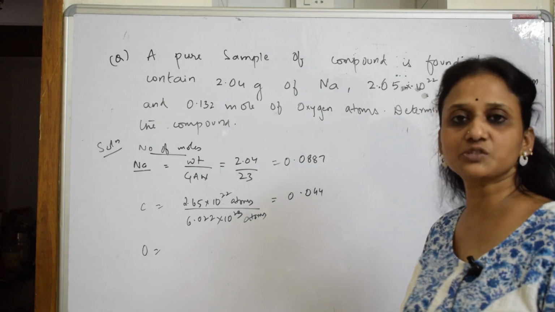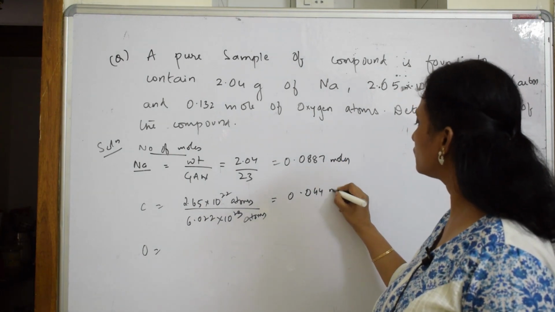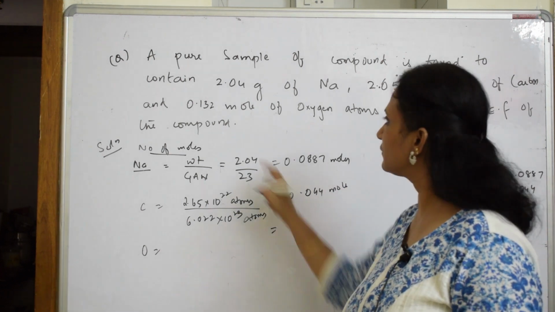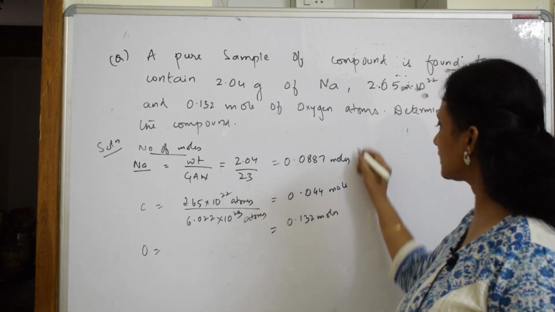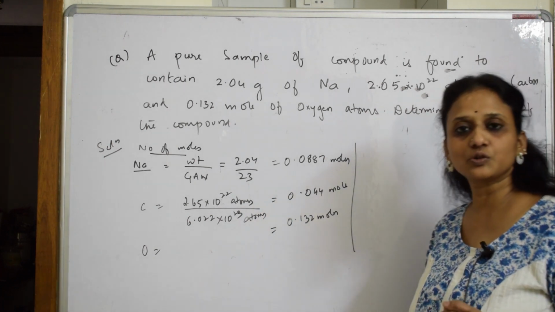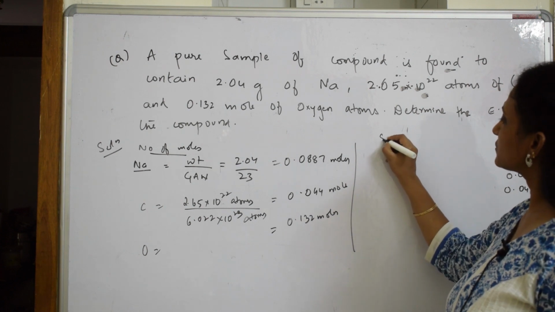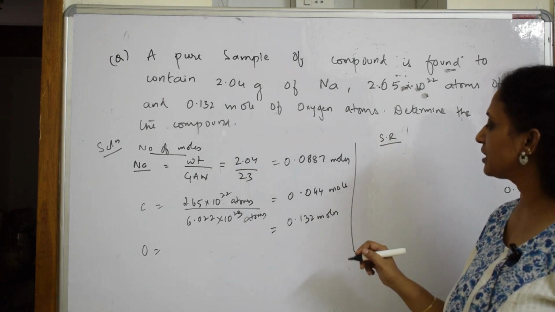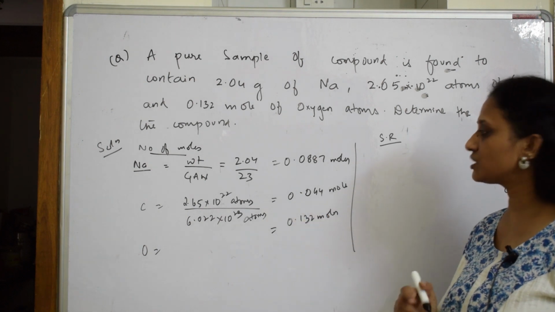Now next is oxygen. For oxygen, directly they've given us moles, not a problem. Here oxygen directly they've given moles, that is 0.132 moles. This is done. Now I'm coming closer, I can easily find the ratio. When I have to find the simplest ratio, see which is the minimum value. 0.044 is the minimum value.